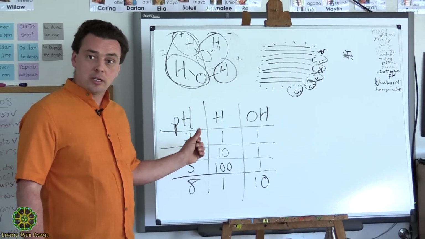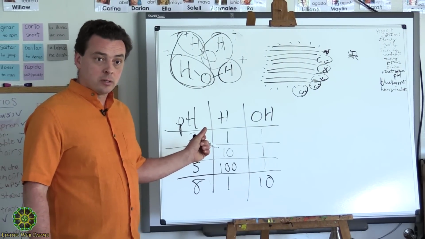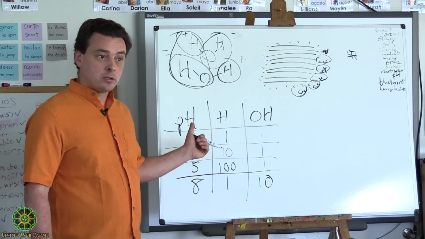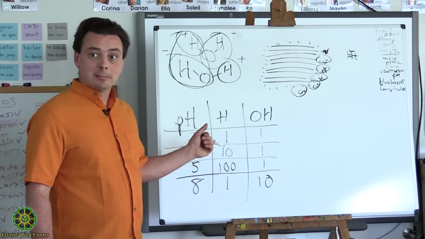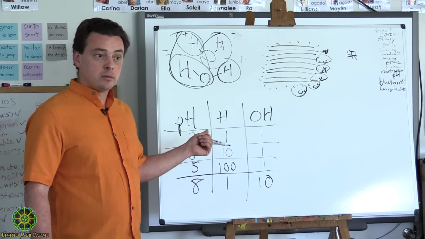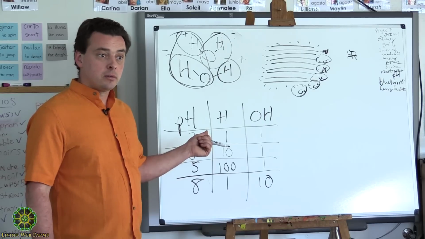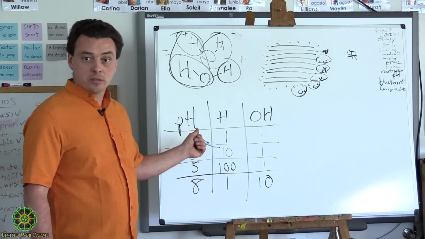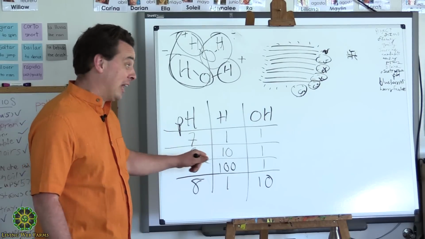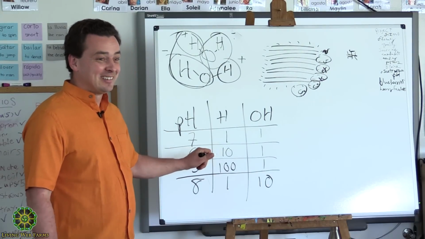Where's the limestone in this equation? Limestone? Don't they tell you to add limestone when you get low pH? When you've got a pH of 5, yeah, add lime. Where is the limestone in this equation? There's no limestone in this equation.